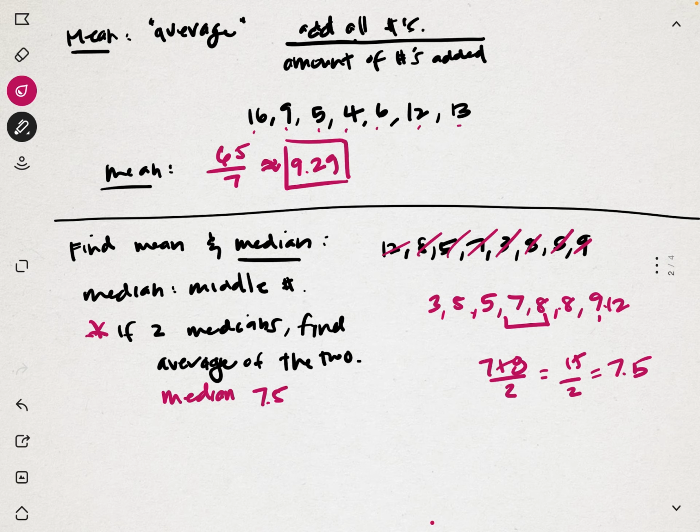And then the mean, just add them up. So 3 plus 5 is 8, plus 5 is 13, plus 7 is 20, plus 8 is 28, plus 8 is 36, plus 9 is 45, plus 12 is 57. Divided by 8, because there's 8 numbers, so 57 divided by 8 is 7.125. So the mean is 7.125.